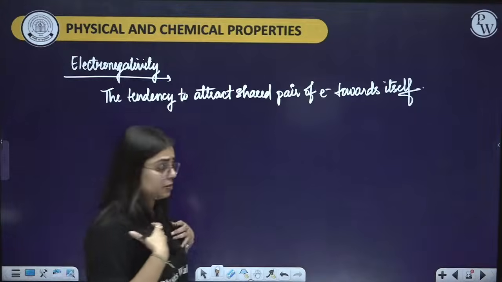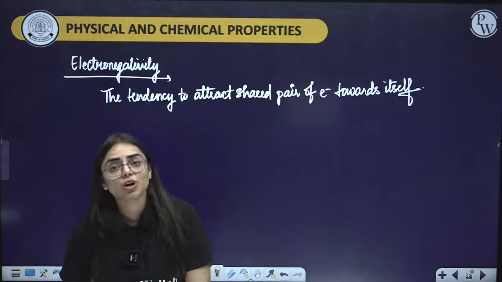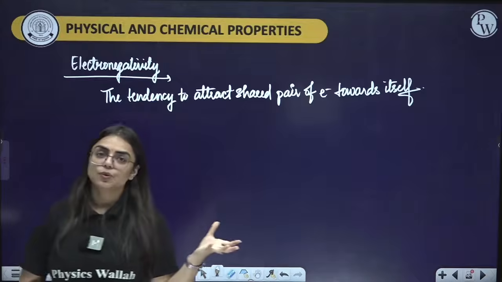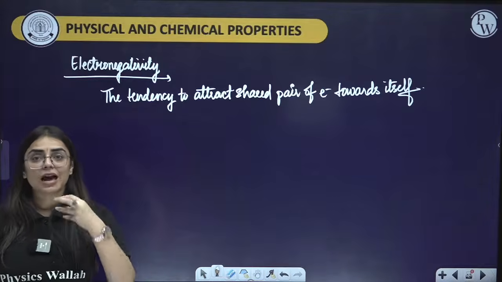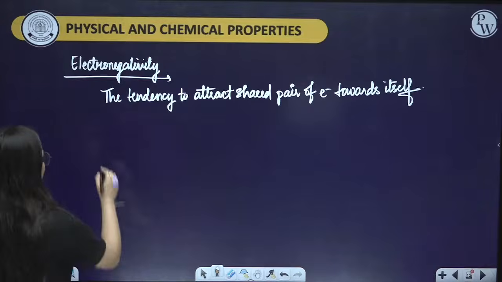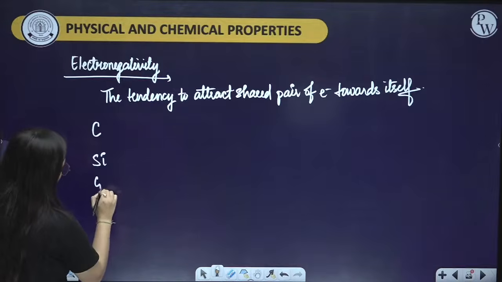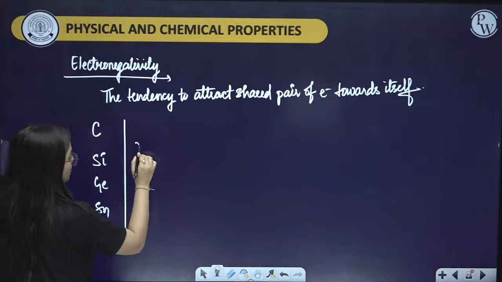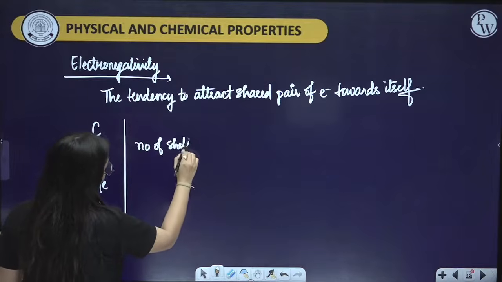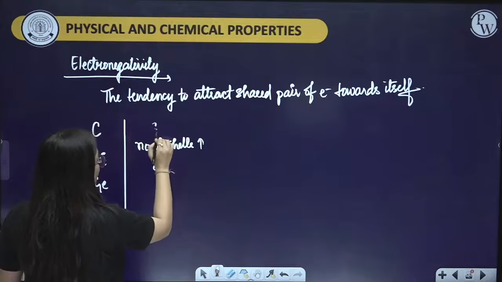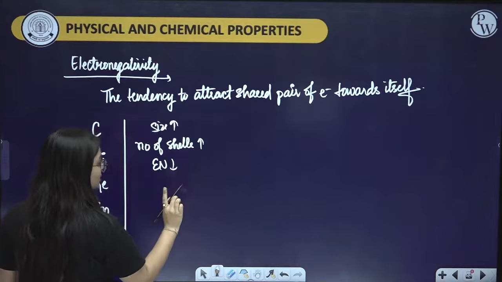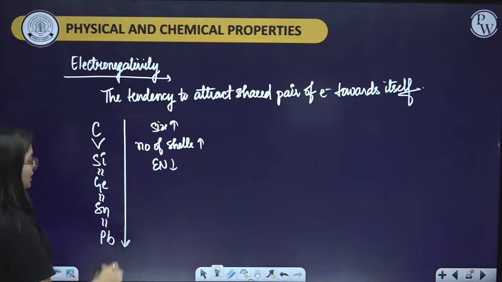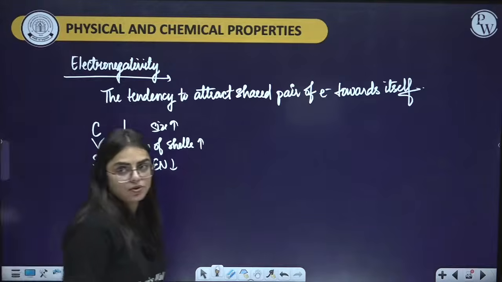For example, if I am electronegative, I am attracting electrons towards me, so I will gather a negative charge. And if I have a tendency to release electrons, that means I am electropositive in nature. So now talking about electronegativity, see students, carbon, silicon, germanium, tin and lead. Electronegativity trend should be like this: if the number of shells is increasing, size will increase, and electronegativity will decrease. This should be the trend. But we observe that only carbon has the highest electronegativity, and the rest have almost the same electronegativity.